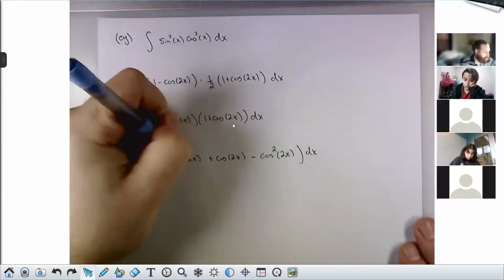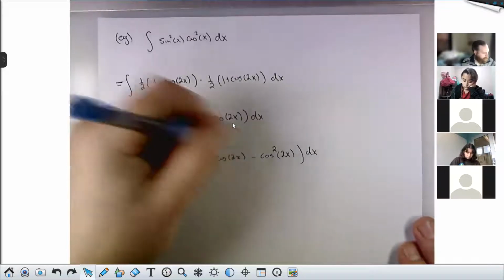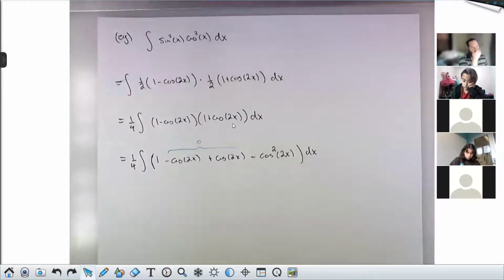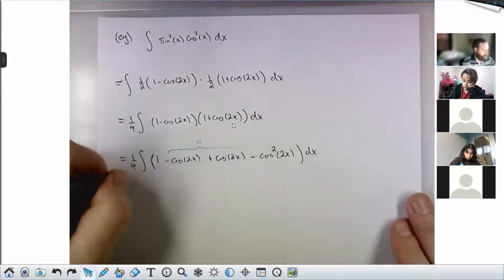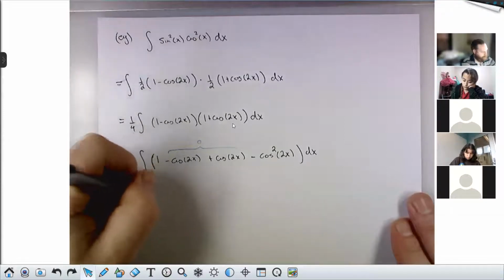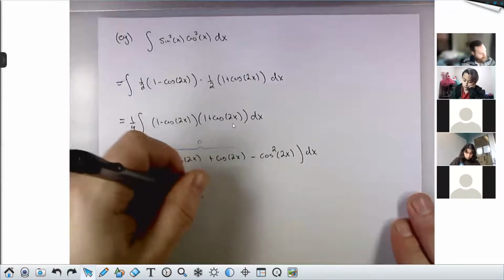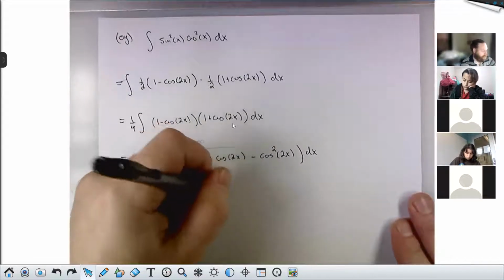So the middle terms here go away. This is nice. Those add up to 0. So what I need to do is integrate 1 minus cos squared of 2x dx.